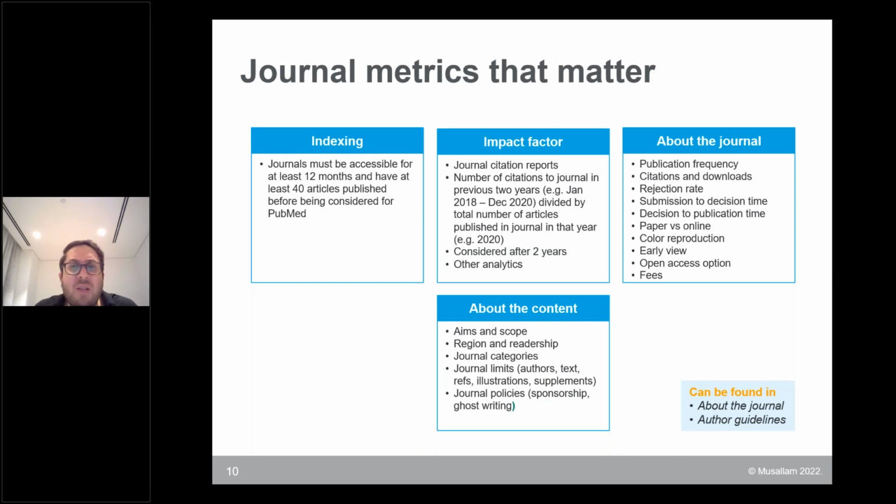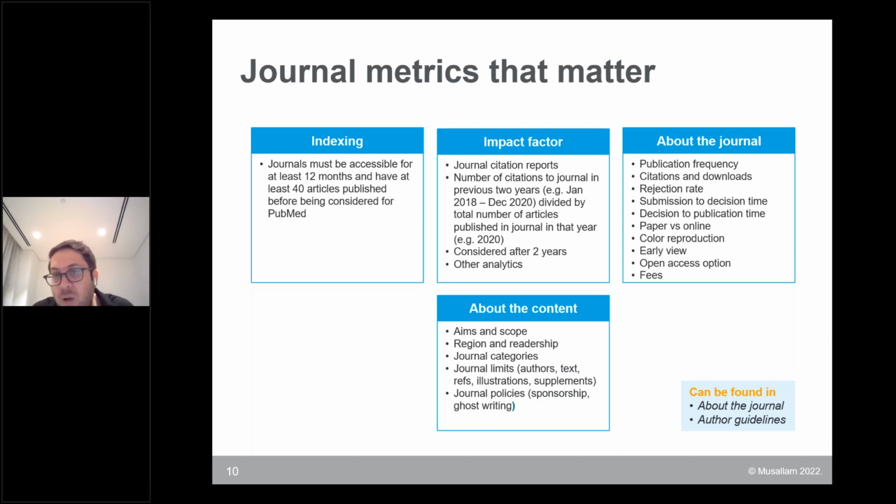There are many other things that you need to look into in the journal. How frequently is it published? Is it a weekly journal? Is it a monthly? Is it bi-monthly, every 6 months? How many times papers in it get cited, not only cited, sorry, but downloaded as well? Sometimes the rejection rate of the journal is disclosed. They tell you we reject 50% of the papers we receive, or 80%.